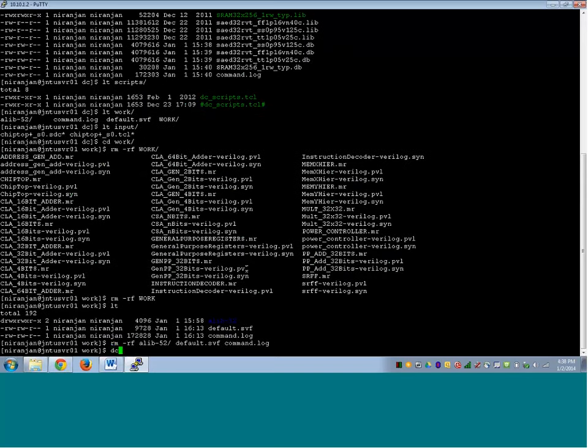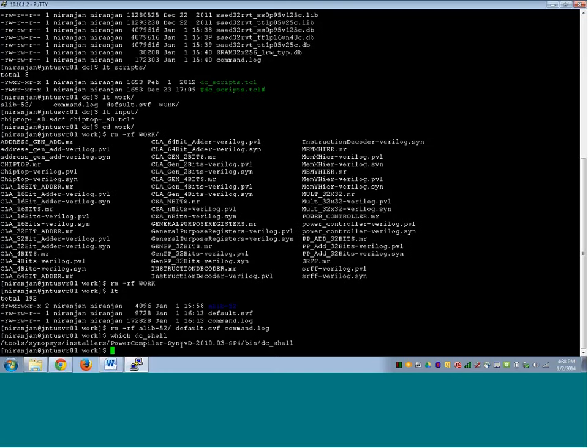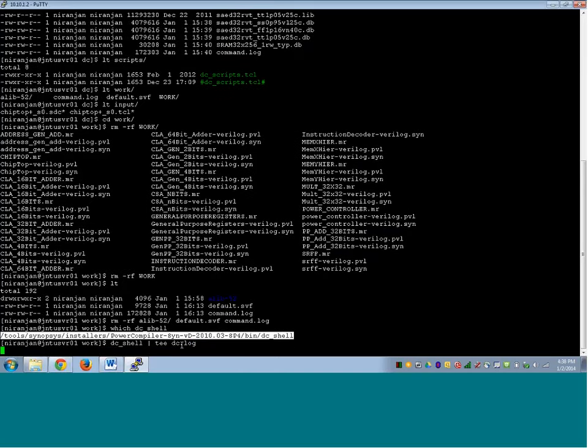Now in this session Design Compiler is already set up, so you could see what DC shell points to. DC shell points to the place where the Synopsys Design Compiler suite is installed. So the command is dc_shell. I'll just invoke it. Now whatever we enter into DC shell, we can actually redirect to a log by using the tee command. So now whatever we type inside DC shell, the log will be stored in dc.log.